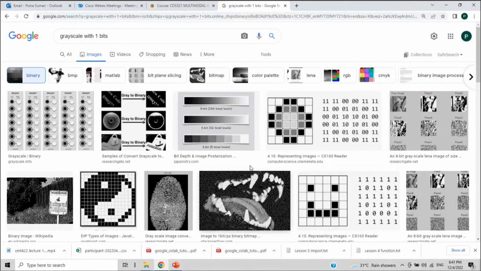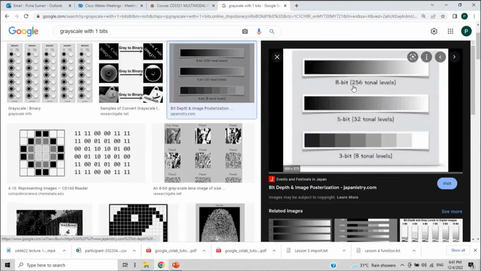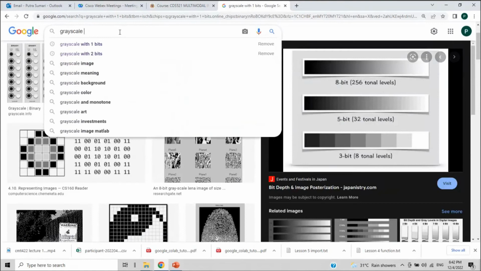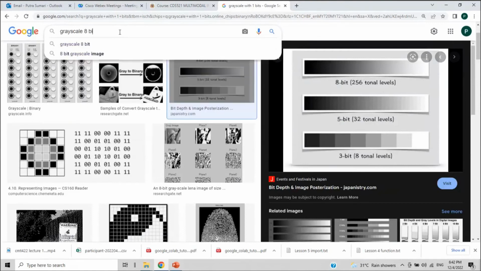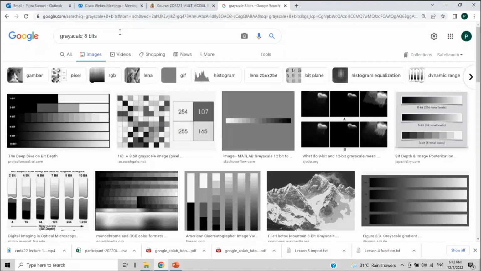This is 3 bit. This is 8 bit, 256 tonal levels, and this is 5 bits. This is 3 bit, 8 tonal levels, 8 types of gray; 32 types of gray; 256 types of gray. So basically, we humans use 8 bit grayscale. When you have a grayscale, normally it is in 8 bit.